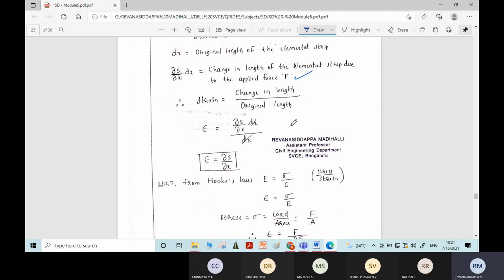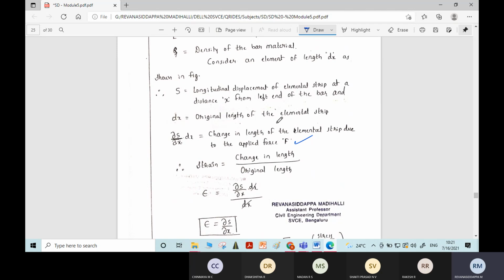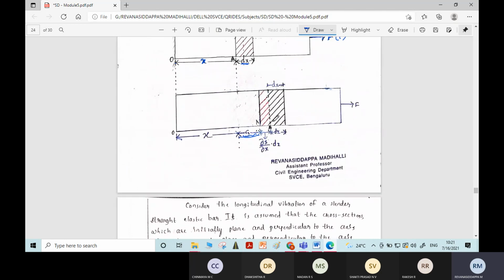Now in the first step we have to take the equation of the strain, which is given by change in length divided by original length. With respect to the elemental strip, you apply the strain formula. With respect to the elemental strip, what is the original length?